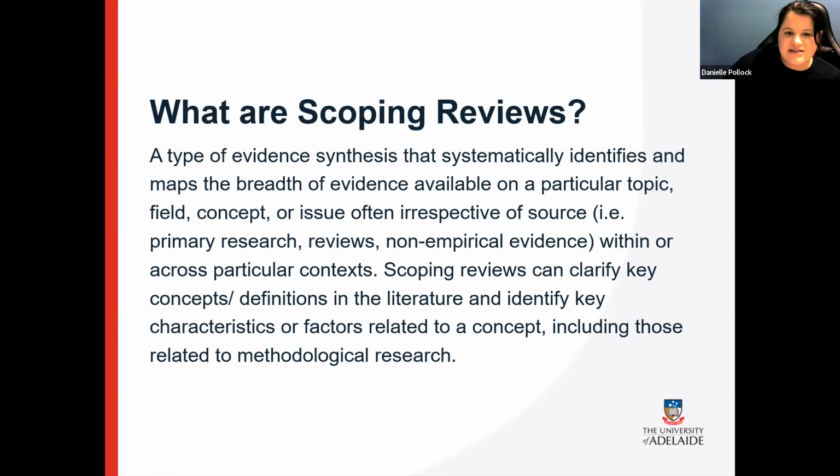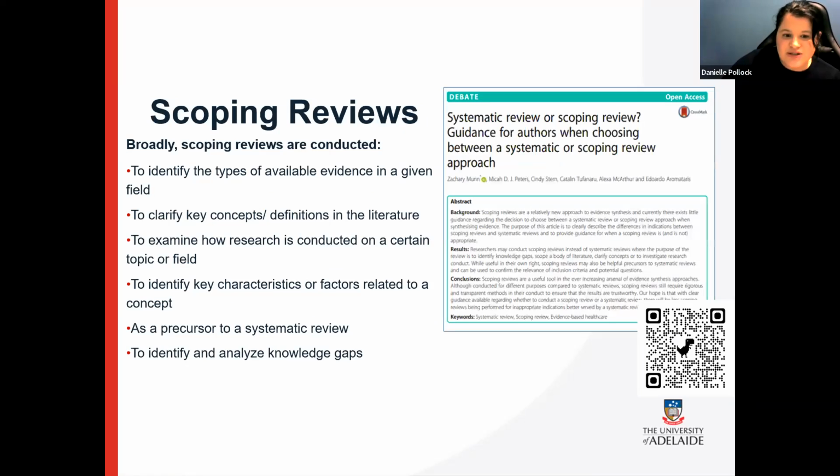Other reasons why we would do a scoping review would be to identify the types of available evidence in a given field. What is out there? We need to sometimes know that. Are there many systematic reviews that have already been conducted? Or is there no reviews? Is it only primary qualitative research? Is there no research out there? Those can be really important questions to answer.